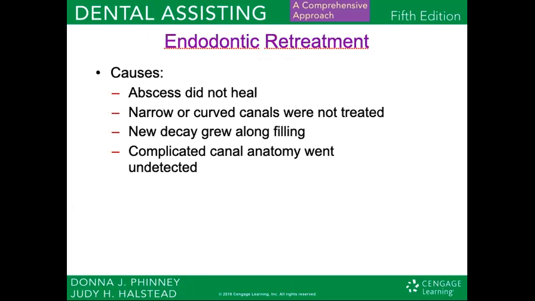So if a tooth continues to be sensitive to heat and pain and fails to heal, retreatment must occur, which is basically like having the root canal redone. The old gutta percha must be dug out, canals must be reshaped, re-irrigated, and re-obturated.